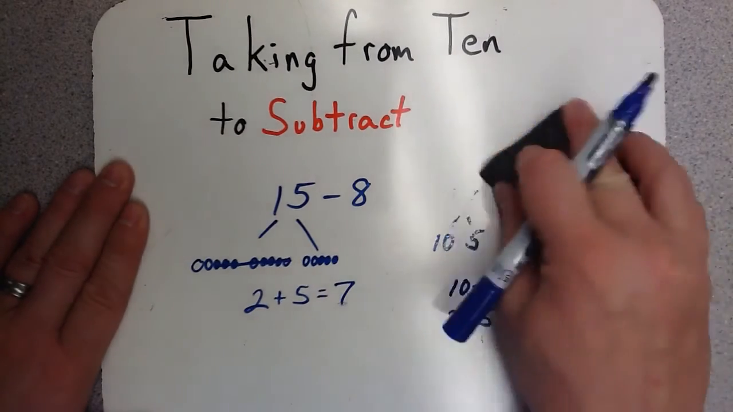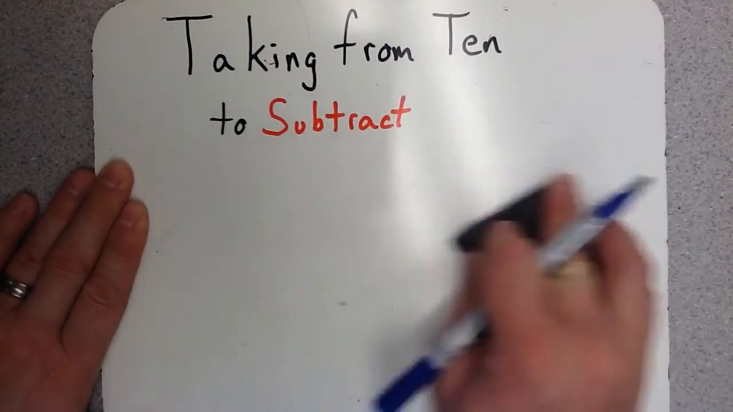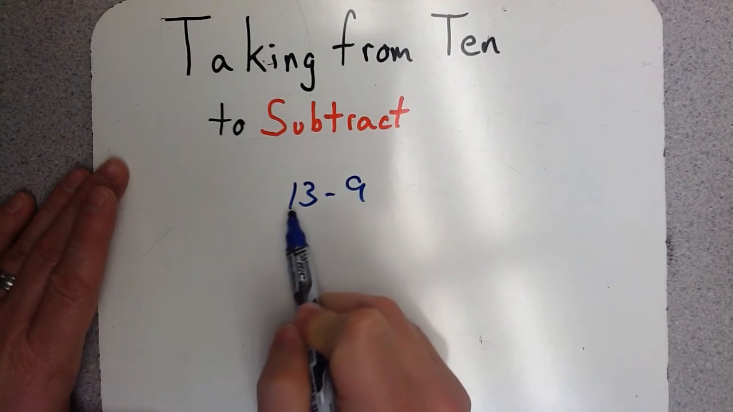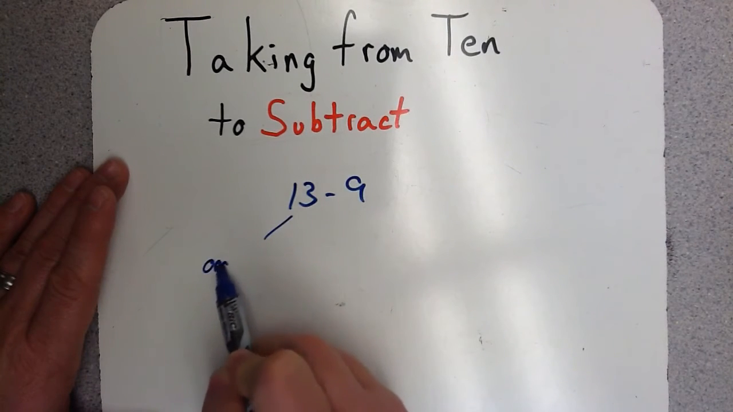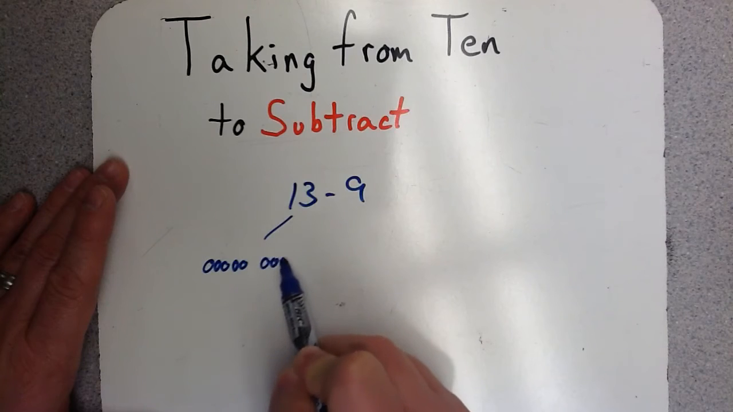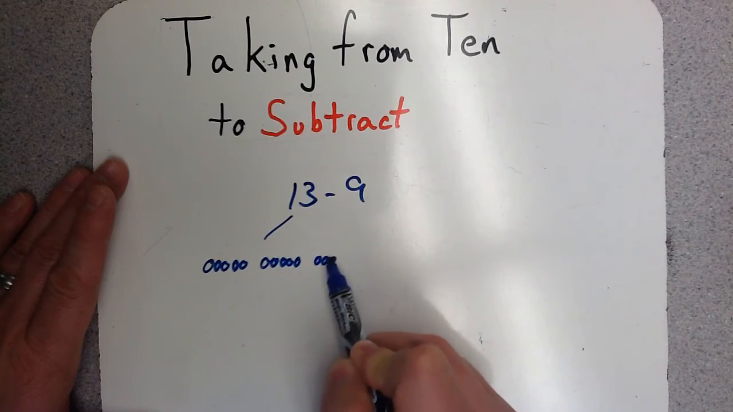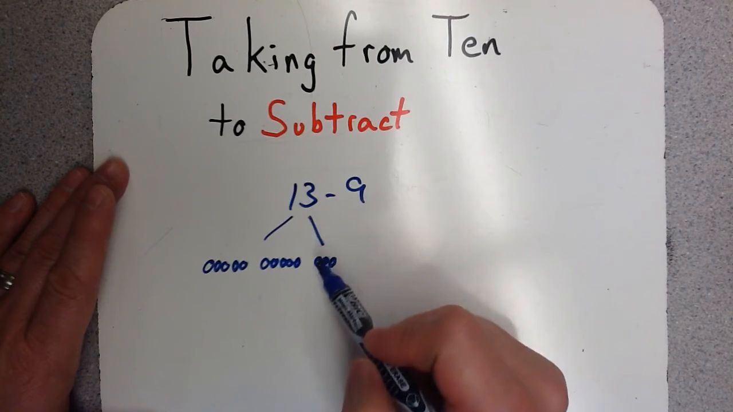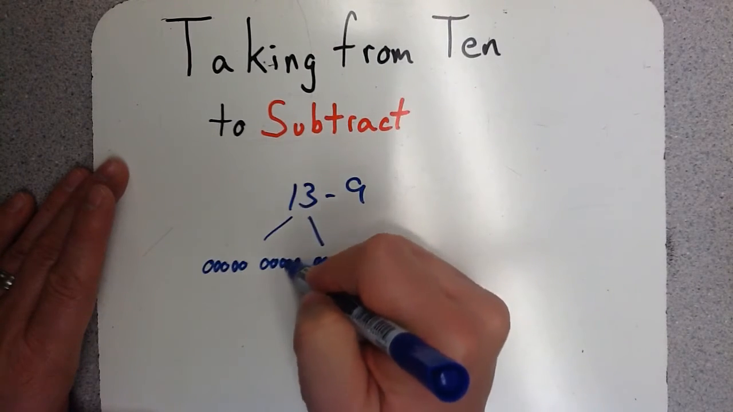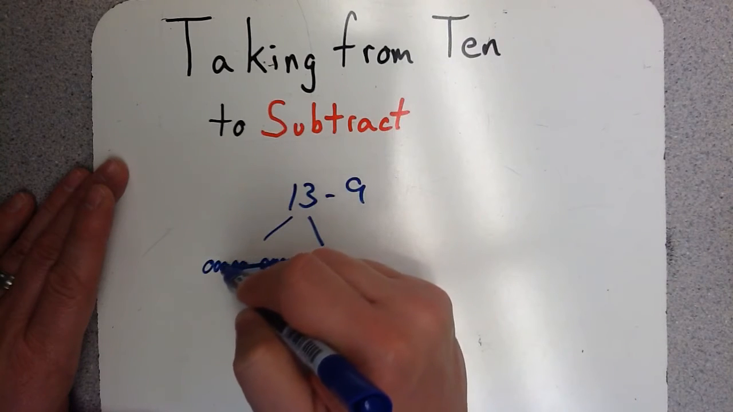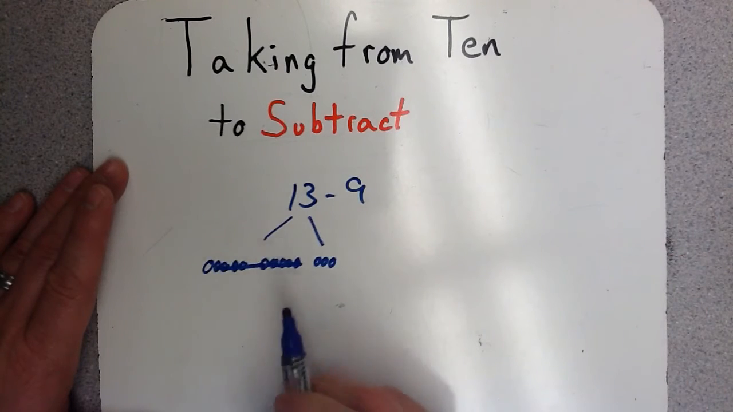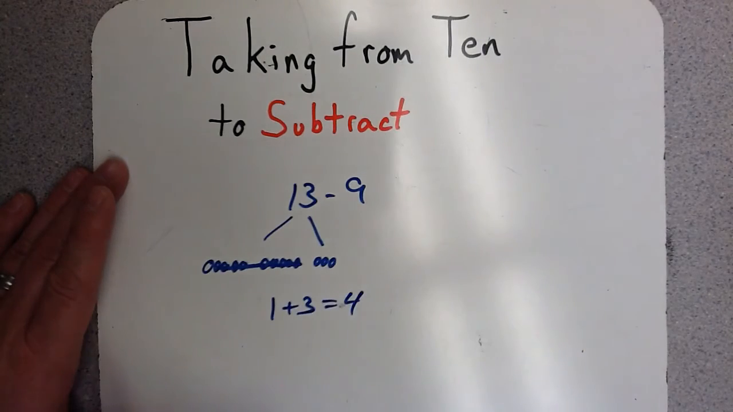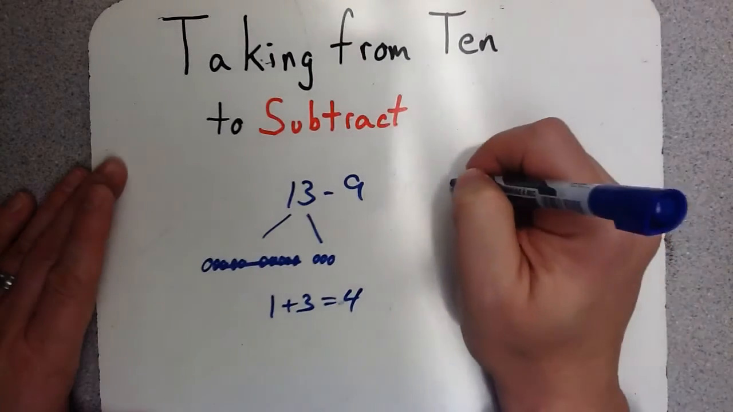And now let's look at 9. 13 minus 9. So I'm going to break apart my 13. And I need to cross off 9, so I have 3 there. Well, I have 10 here, so let's do that. There's 5, 6, 7, 8, 9. So I have my 1 remaining, and then my 3. So 4. Well, let's look at it using number bonds.